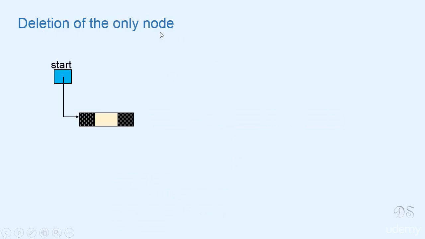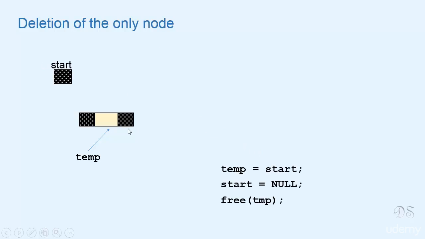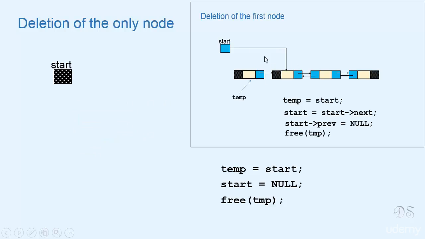Now let's see how we can delete the only node of the list. Temp points to this node. Start is made null, and then we write free temp and remove this node. Now this was the case of deletion of first node. We can see that these two cases have to be handled separately because the start previous is equal to null will not be valid here because here start becomes null.